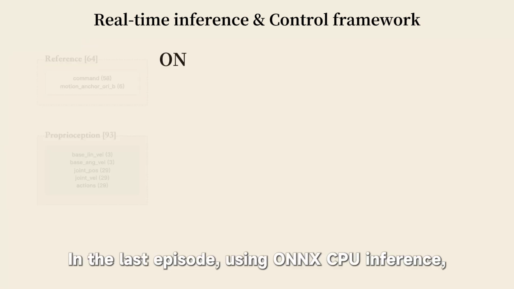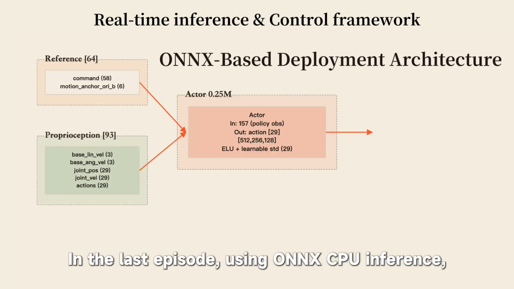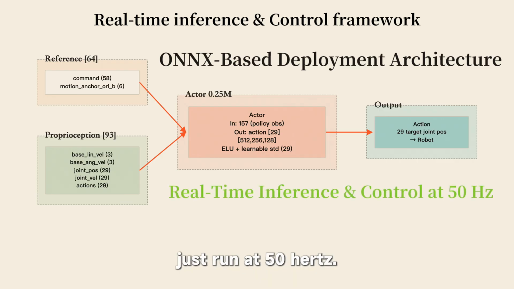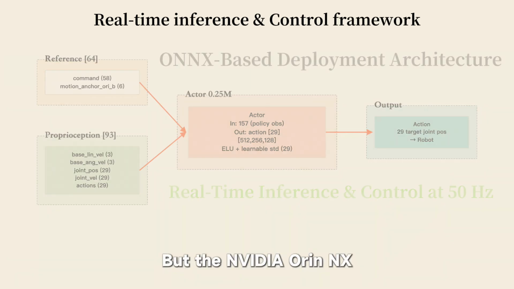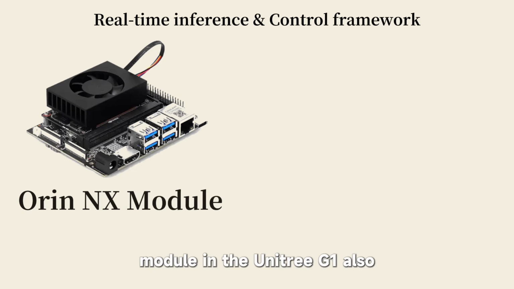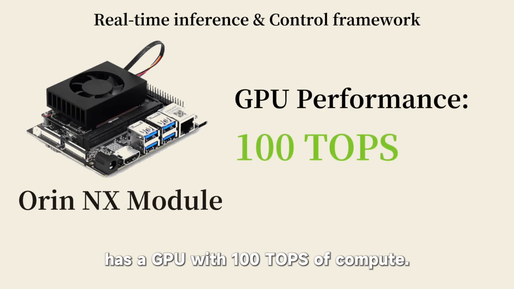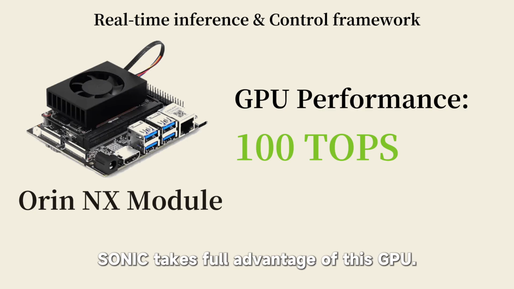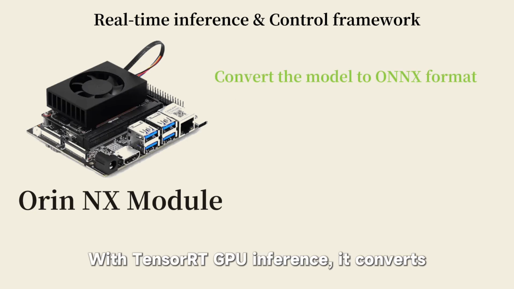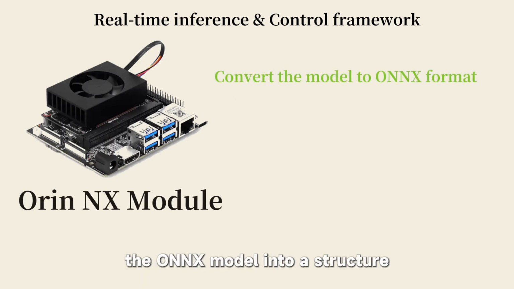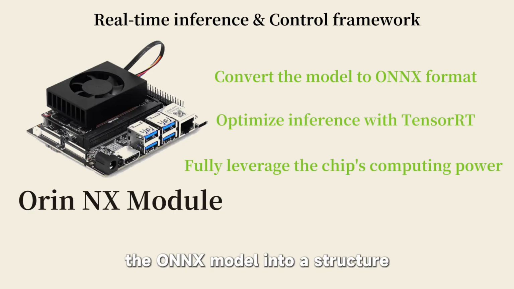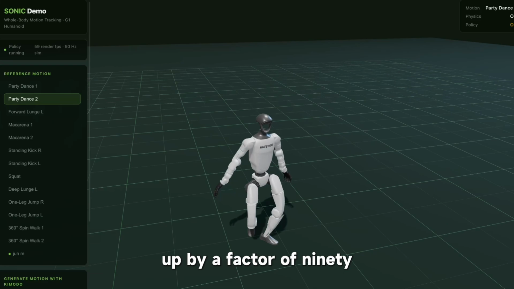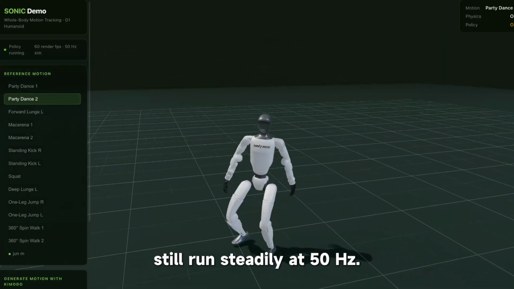In the last episode, using ONNX CPU inference, even the 250,000 parameter model could only just run at 50 Hz. But the NVIDIA Orin NX module in the Unitree G1 also has a GPU with 100 TOPS of compute. GEAR-SONIC takes full advantage of this GPU. With TensorRT GPU inference, it converts the ONNX model into a structure better suited to GPU parallel computing. It lets a model scaled up by a factor of 90 still run steadily at 50 Hz.